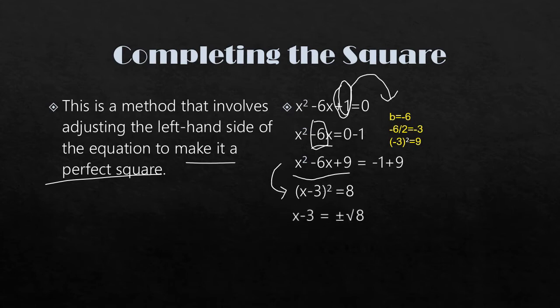Now it gets easy from here, you just need to square root both sides of the equation and move the negative 3 to the right-hand side of the equation. And we get two solutions of x, which is square root of 8 plus 3 or negative square root of 8 plus 3.